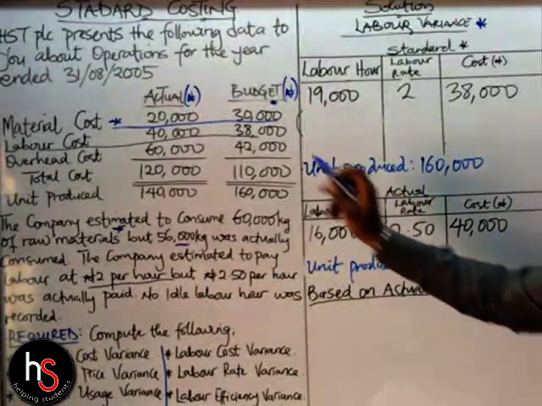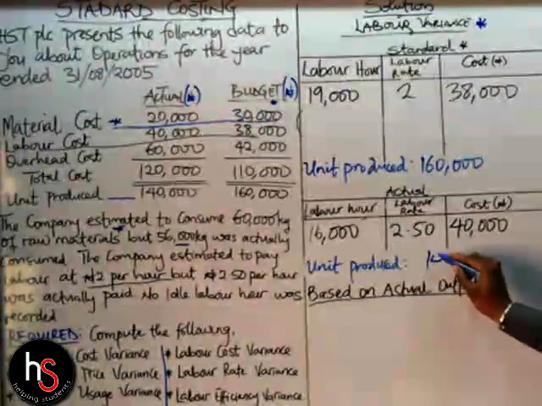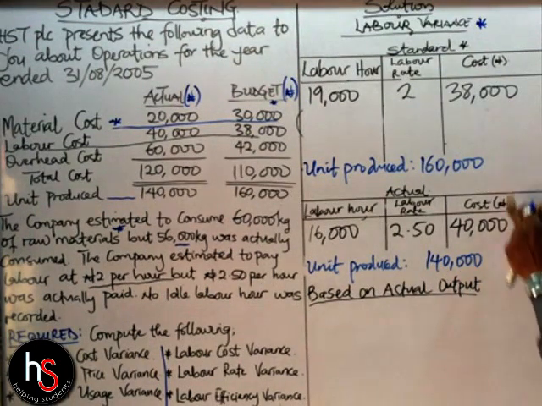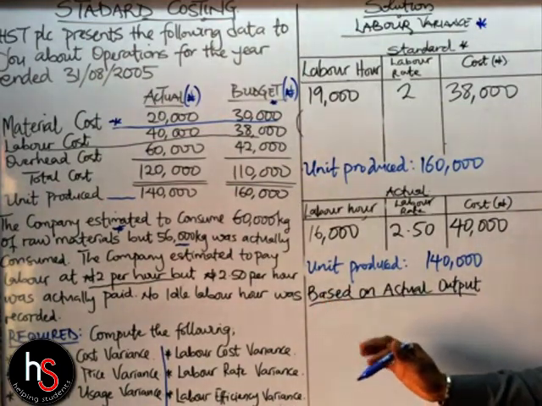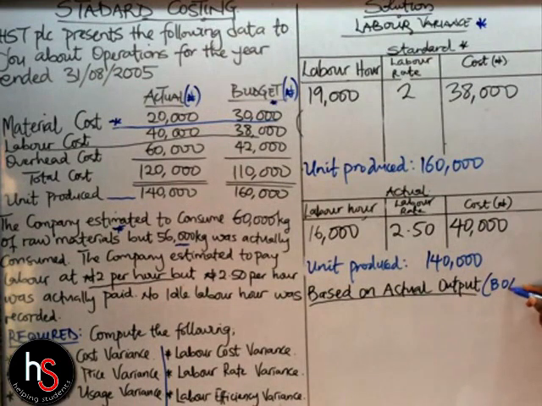Units produced under actual. This is actual. Units produced is 140,000 units. So we can see there are differences between these two values. So it simply means we are going to work with this formula again, which says based on actual outputs. So we are going to work with this format again.